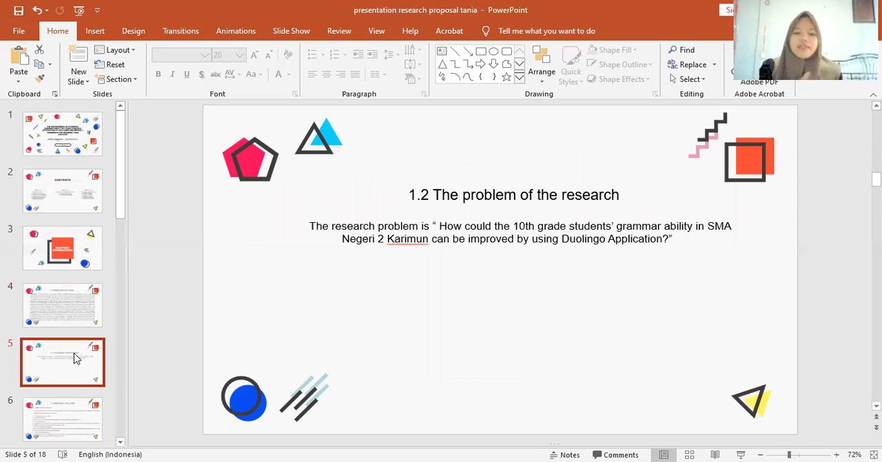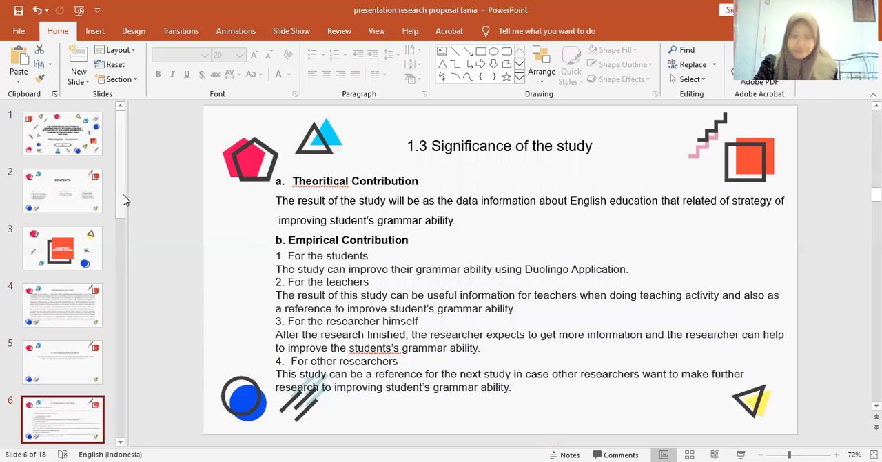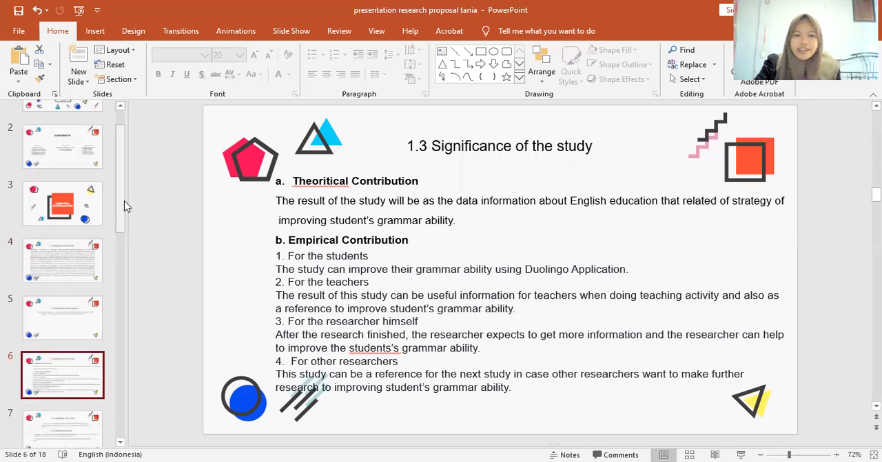So we move to the problem of the research. The research problem is how could the 10th grade students' grammar ability in SMA Negeri 2 Karimun be improved by using Duolingo application. Next, to significance of the study. There are 2 contributions. The first is theoretical and the second is empirical.